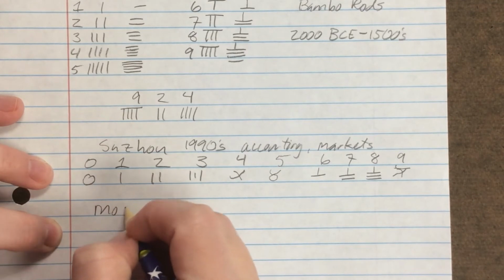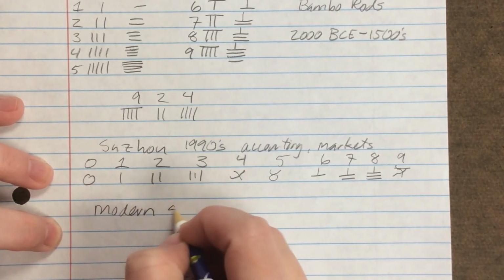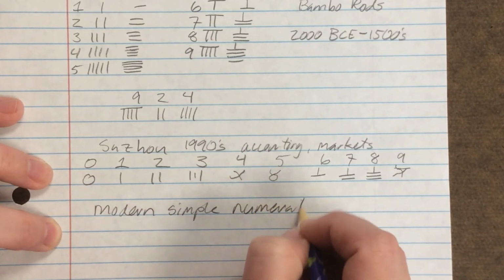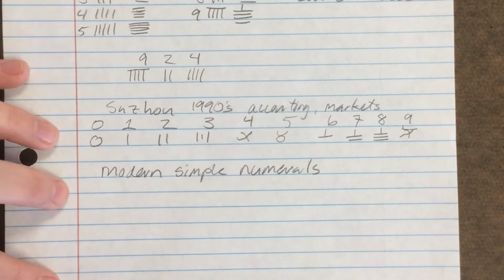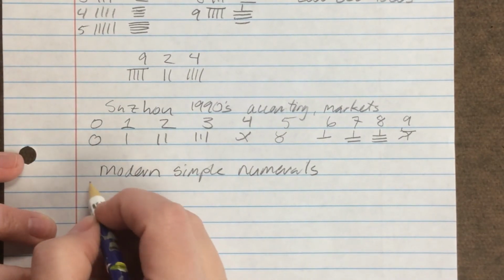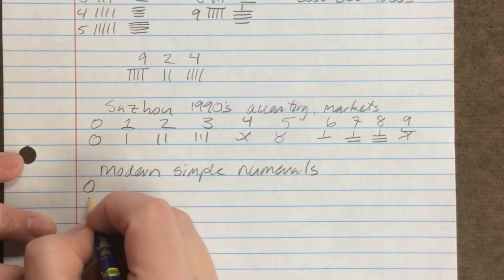The modern simple numerals. Okay, so again, I won't write them across. I'll try to put them a little. 0 is still 0, so that's nice.